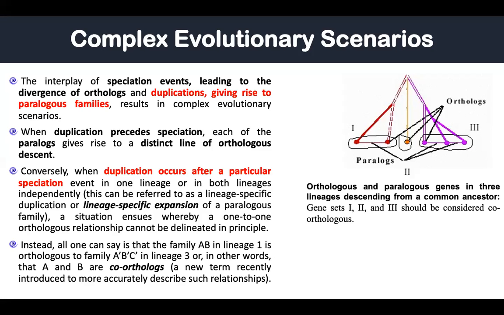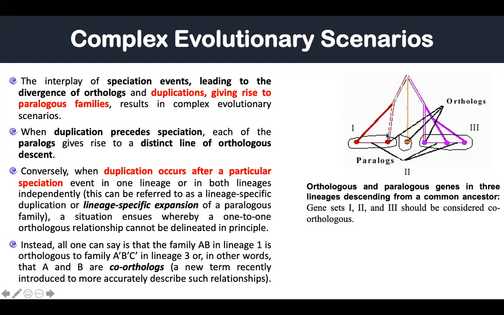And conversely, if a duplication event happens after a particular speciation event in one lineage or in both lineages independently, a situation ensues whereby a one-to-one orthologous relationship cannot be delineated in principle. So this is an example when duplication occurs after a speciation event. You can see speciation happened first. From one common ancestor, it diverged to three different species, sorry. And from that, a duplication event happened.